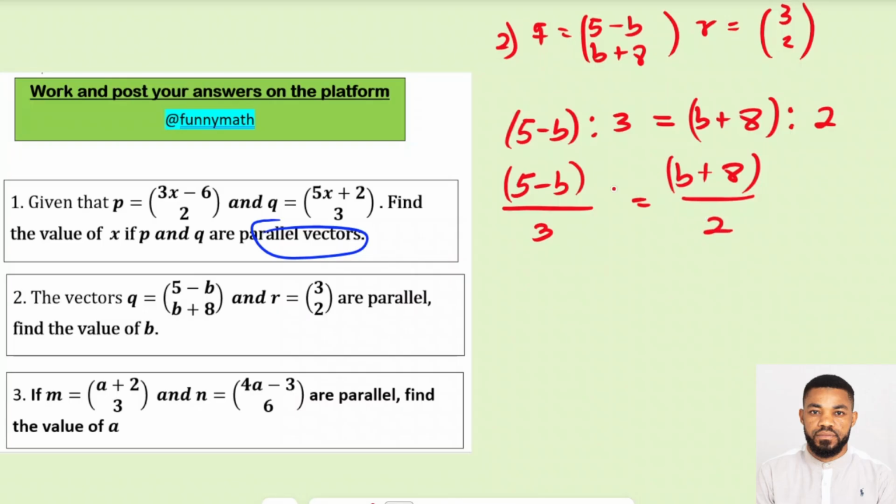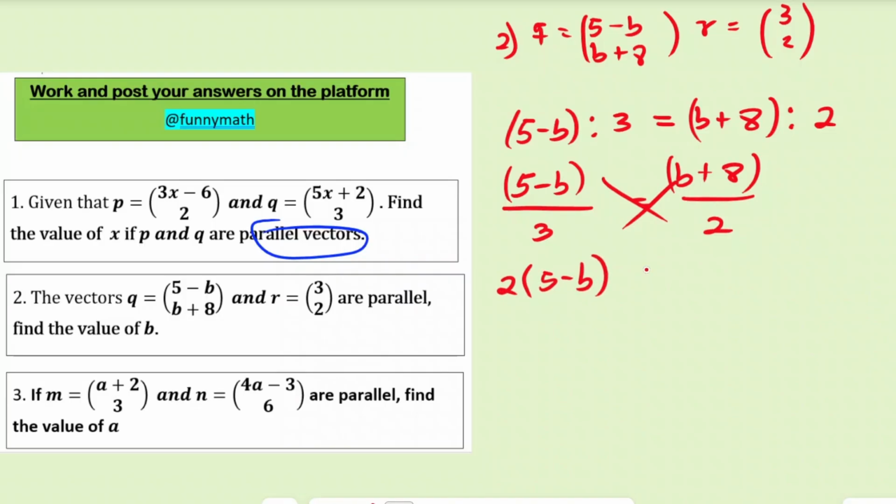Here, what do we do? We do cross multiplication. Now, when you're doing the cross multiplication, you can decide to multiply 2 by this one first, or 3 by this one first. Anyway, you're going to get the same answer. So let me just do this one. So that's going to be 2 multiplying 5 minus b equal to 3 multiplying b plus 8. So at this point, we have to expand to remove the bracket. We are just solving the equation.